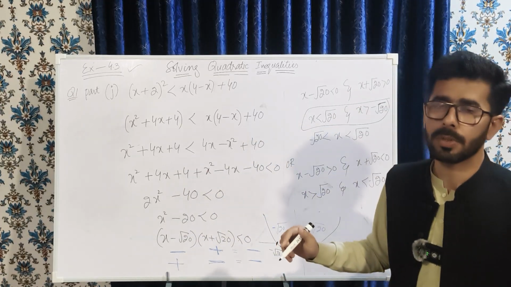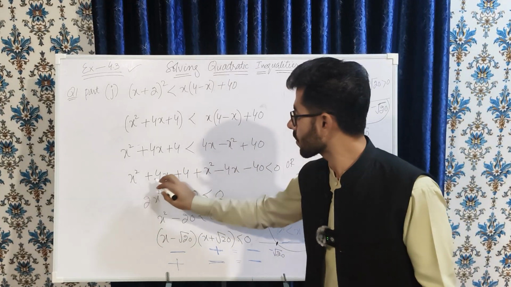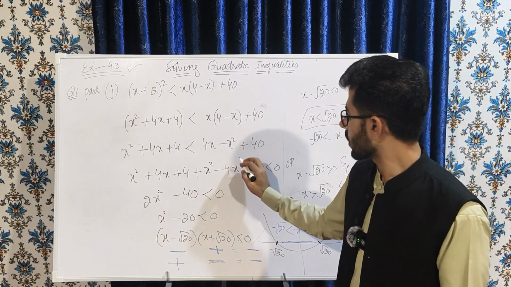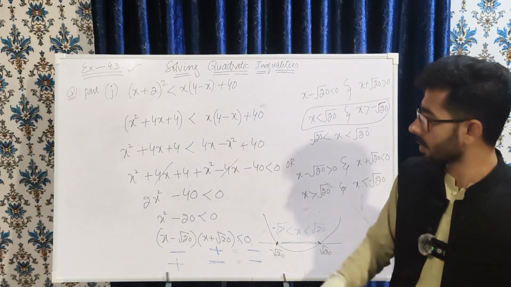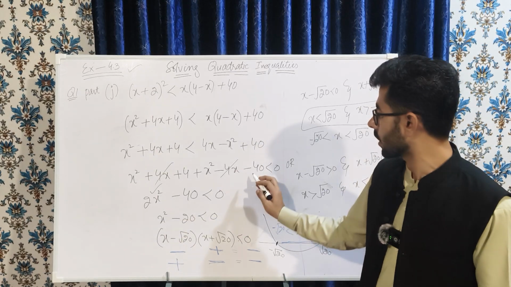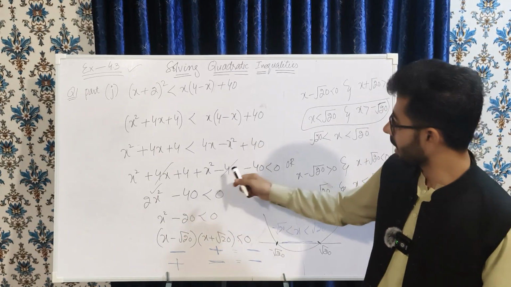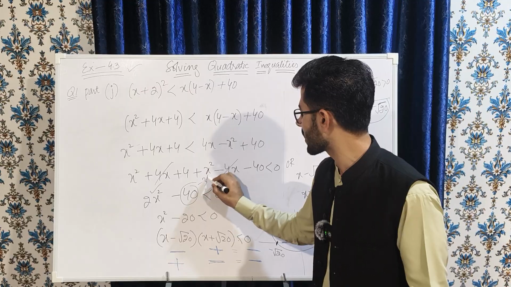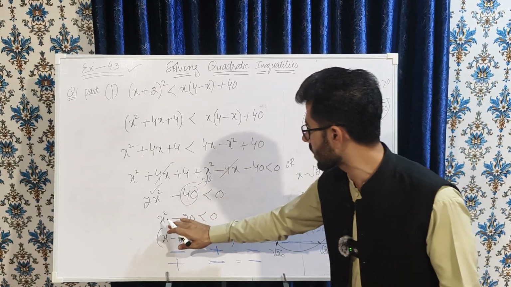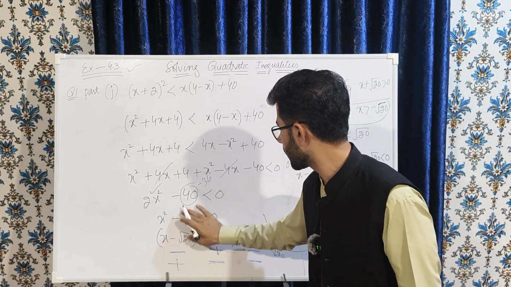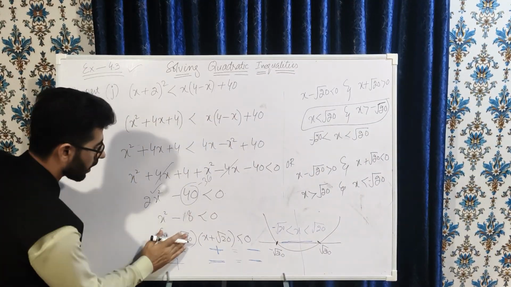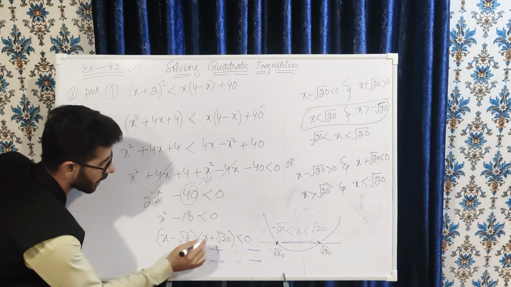If we bring all of the terms into a single side, we have x square plus 4x plus 4 plus x square minus 4x minus 40. So this negative 4x and positive 4x get cancelled. X square added with x square becomes 2 times x squared minus 4. Okay, I should have minus 36 here, not minus 40. So if this is minus 36, if I divide it, I will have x square minus 18 less than 0.